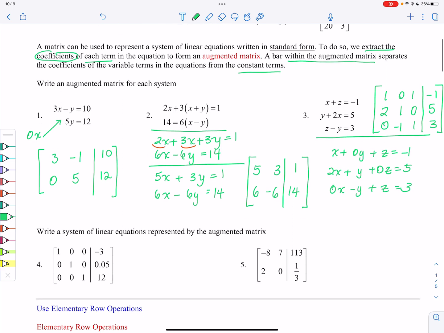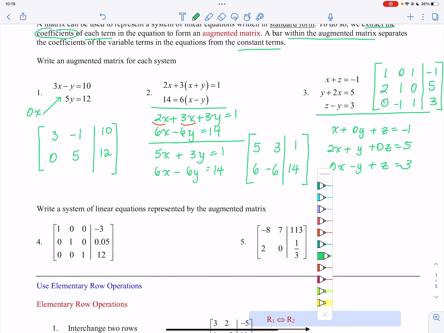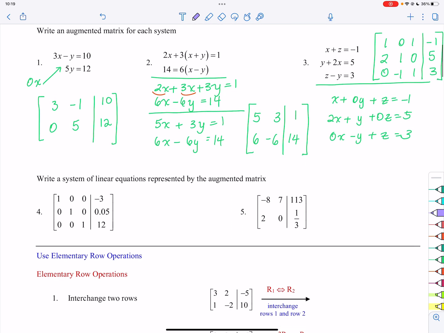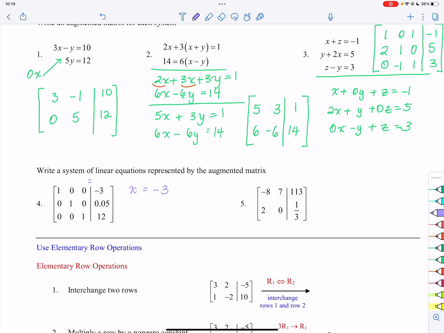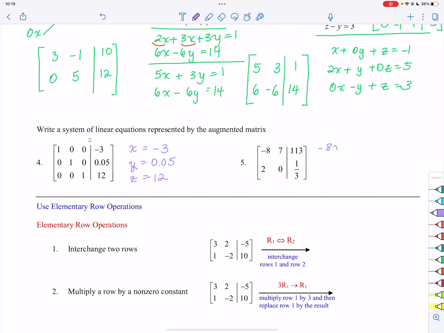Okay, now we are going to work the other way. We are going to be given an augmented matrix and we're going to write the system of equations. As you can see here, we just have x is equal to -3. Remember, the equals sign is where that vertical line is. And we have y equals 0.05 and z is equal to 12. Looking at number 5, we have -8x plus 7y equals 113. And here we have 2x equals 1/3.